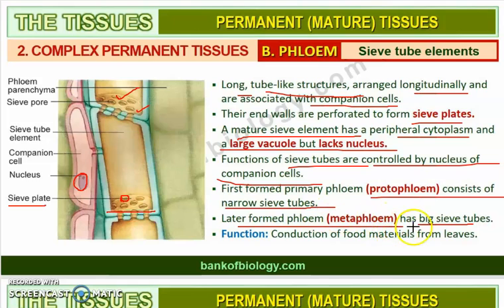And metaphloem has a big sieve tube, which means that it has bigger space in that. Okay, now what is the function of this phloem? It helps in the conduction of food material from leaves. Phloem means the sieve tube elements. What is the function of sieve tube elements? It helps in conduction of food material from the leaves.